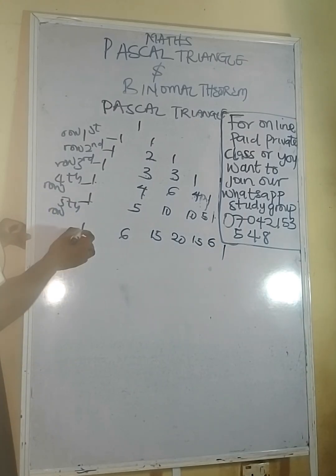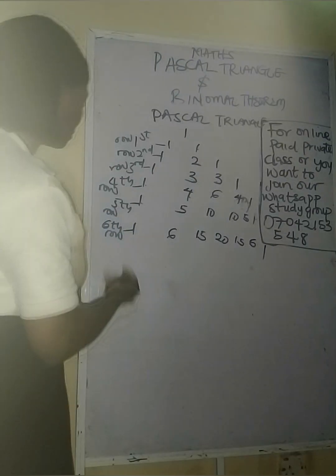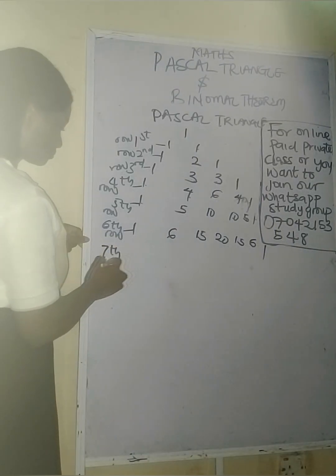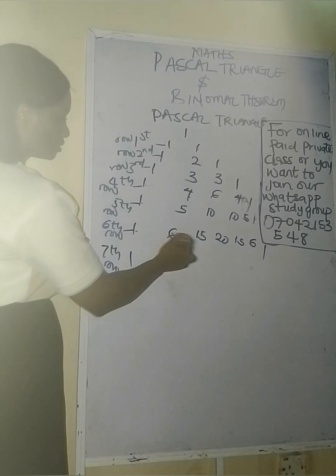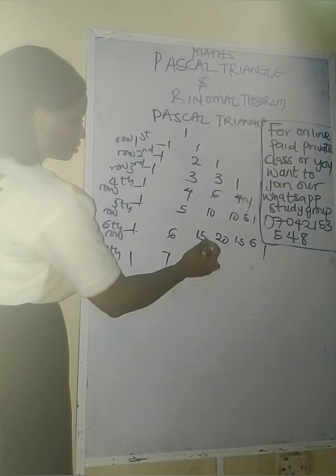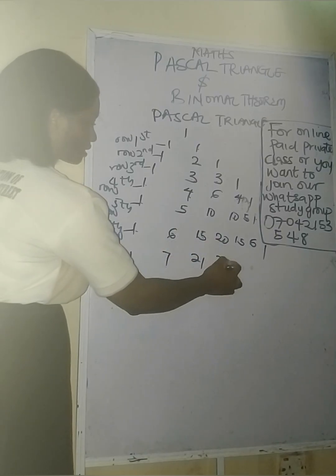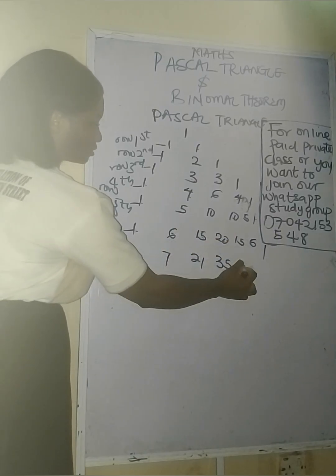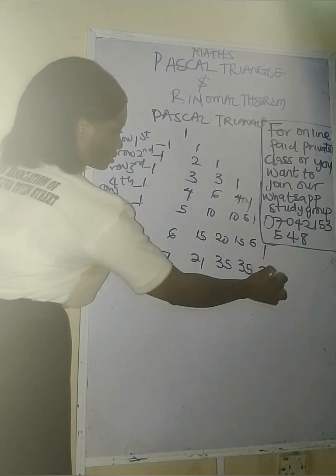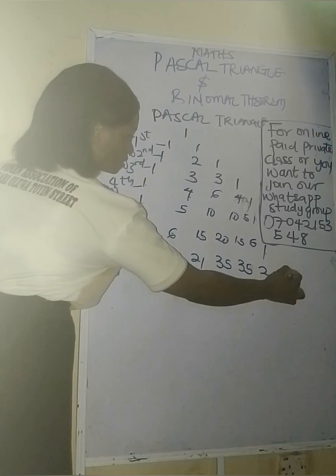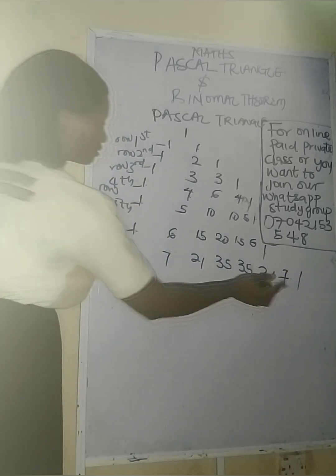Are you seeing it now? So this is the sixth row. We are going to the seventh. Let's do the seventh row now. For the seventh row, we have 1, 1 plus 6 is 7, 6 plus 15 is 21, 15 plus 20 is 35, 20 plus 15, you see the way I'm moving it, it will be going like that. 15 plus 6 is 21, 6 plus 1 is 7, and I told you that 1 always follows it.